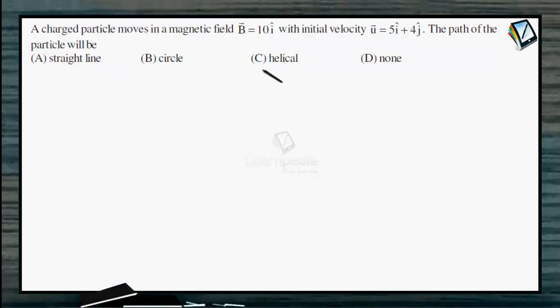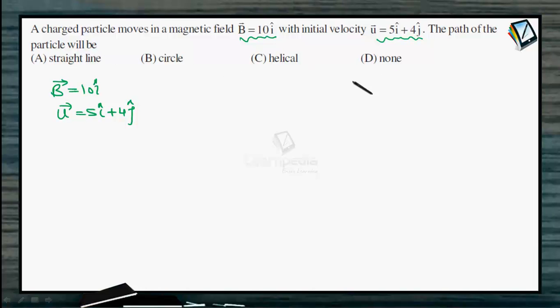A charged particle moves in a magnetic field B of 10 i cap with initial velocity 5 i cap plus 4 j cap. So the magnetic field here is given to be 10 i cap and the initial velocity is 5 i cap plus 4 j cap. The path of the particle will be?